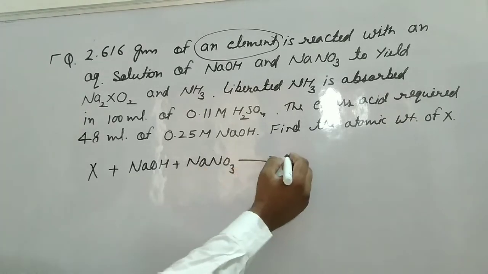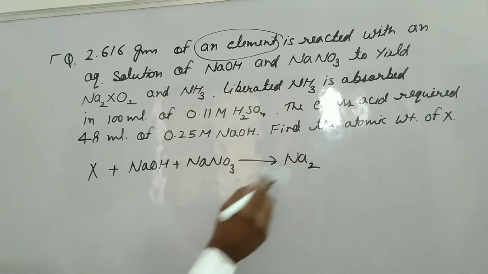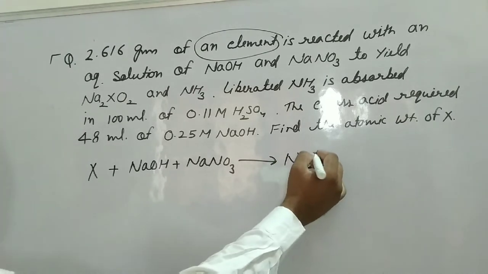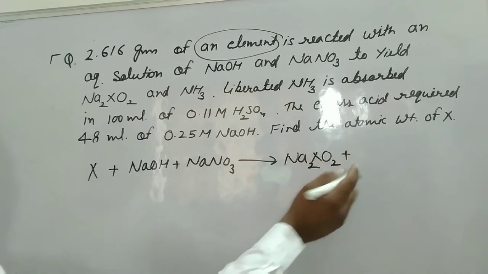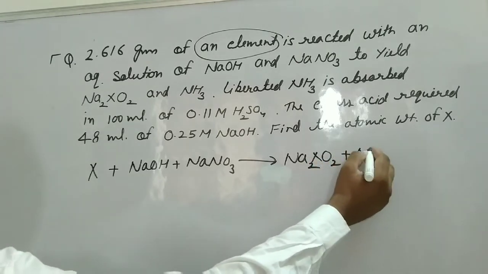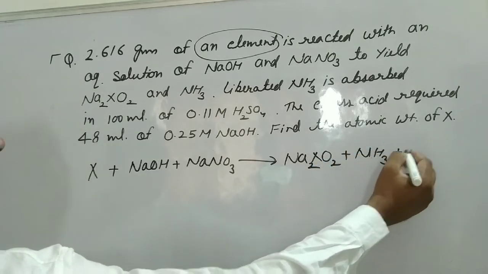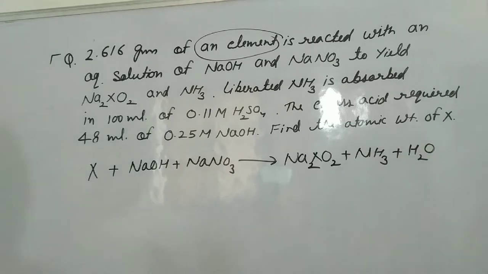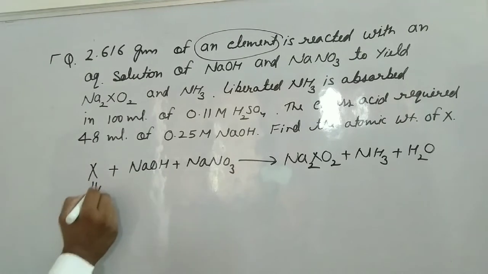Now we get Na2XO2 plus NH3 plus water. Clear? So first of all, we have to find out the oxidation number of each. X is in elemental state, so its oxidation number is 0.